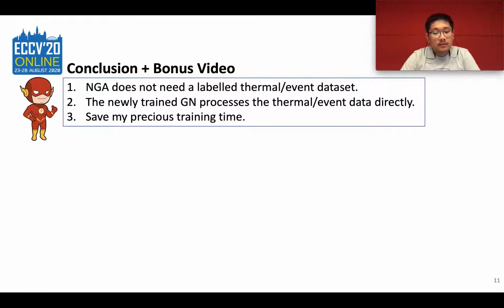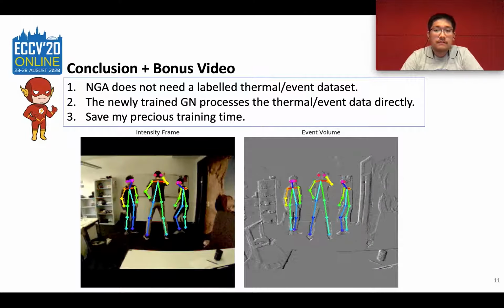To sum up, first, NGA does not need a labeled thermal or event dataset for training. This is particularly useful when there is no labeled data for the target novel sensor. Second, the newly trained GN processes the thermal or event data directly. Finally, NGA also saves us precious training time. In addition, we would like to show you a bonus video where we graft a multi-person 2D pose estimation network. Enjoy.